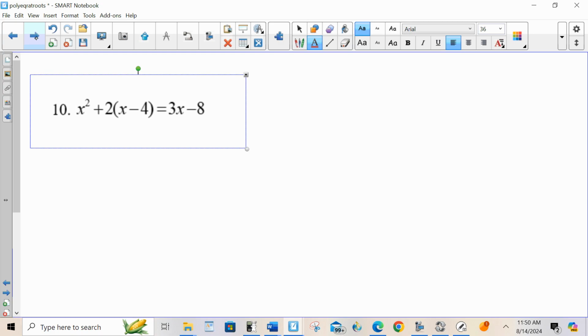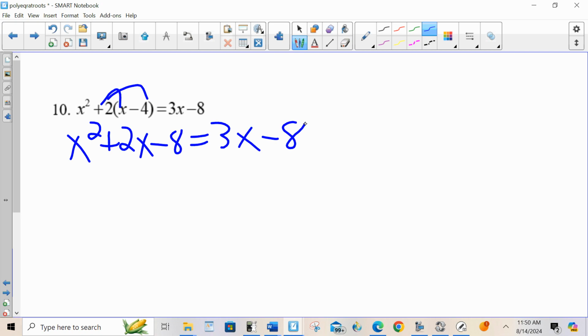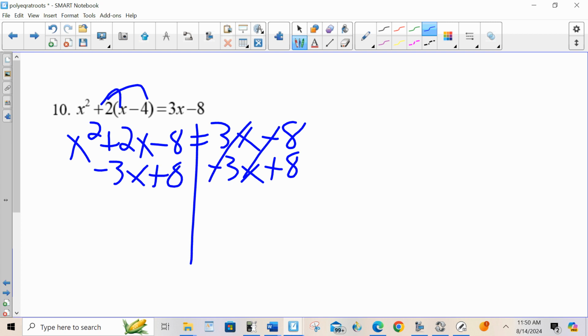First, you're going to have to get everything in standard form. So the first thing I would do in number 10, I would distribute: x squared plus 2x minus 8 equals 3x minus 8. Now everything's combined. Mr. X squared, he wants to party. All of his friends have to come over. Minus 3x plus 8. Those 8's cancel as well. X squared minus x equals 0.